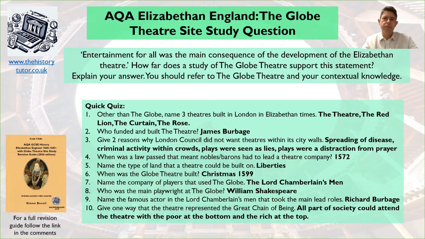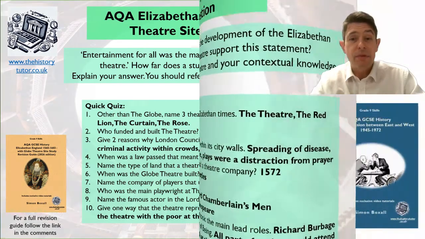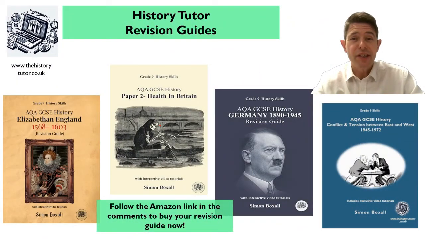And the great chain of being is being shown here because the poor people are at the bottom and the rich are towards the top. So there very much is this chain of being and this sort of hierarchy of society within the theatre.